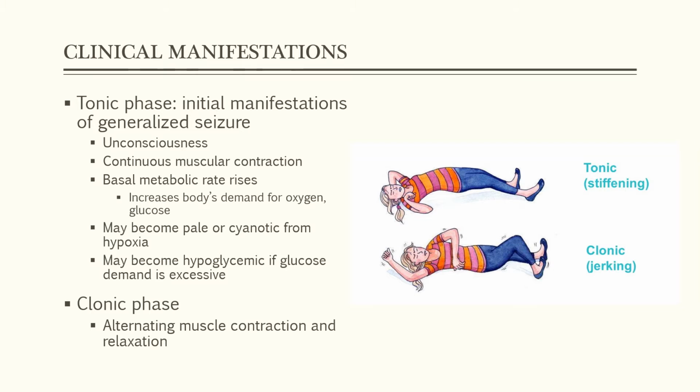The basal metabolic rate rises during the peak of seizure activity, increasing the body's demand for oxygen and glucose. The patient may become pale or cyanotic as a result of hypoxia. The patient may also become hypoglycemic if glucose demand is excessive. The tonic phase is followed by the clonic phase, which is characterized by alternating muscular contraction and relaxation.